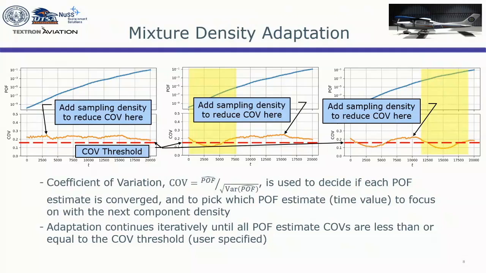At the next step, you again calculate the entire PLF curve. You look at all the coefficients of variation, find the next maximum coefficient of variation point, and add a sampling density targeted to reduce the variation there. You repeat that process until all of your PLF estimates have a coefficient of variation that meets the threshold.